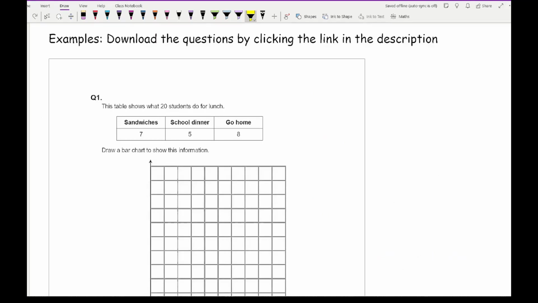So now let's have a look at some past exam questions. Now, if you wanted a copy of these questions, all you need to do is simply click on the link in the description. So you can either have attempts at the questions and then come back to the video to see whether you're correct and whether you've got full marks for it, or you can have a go at the questions as we go through and as you watch the video.